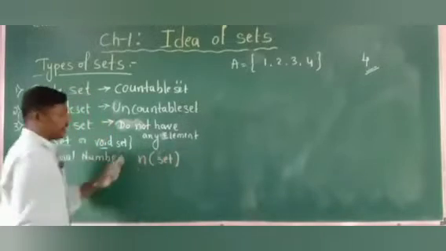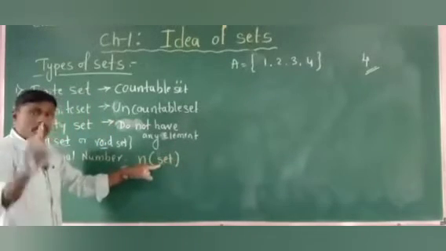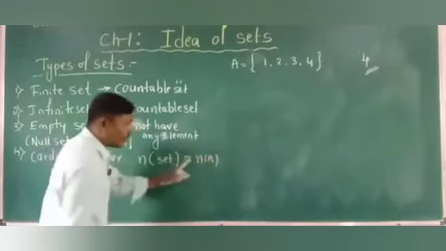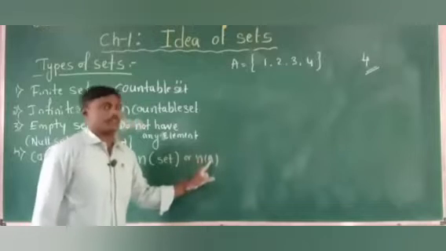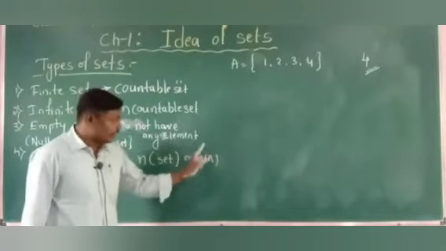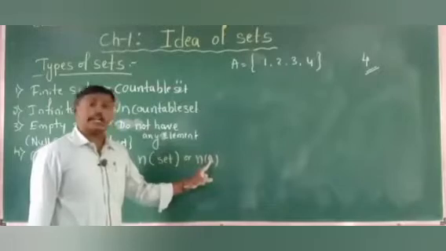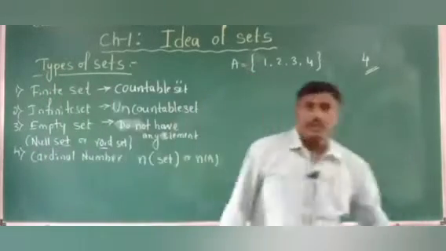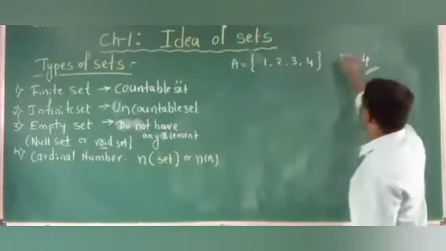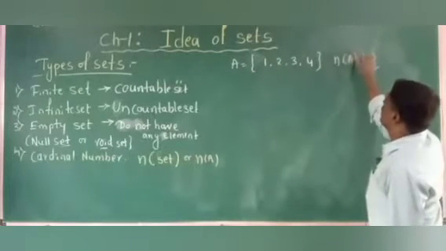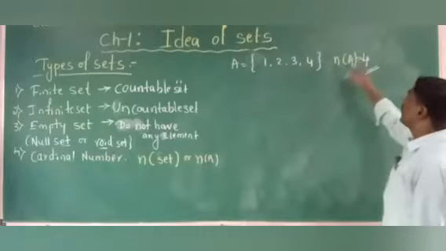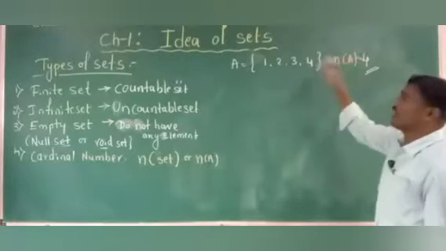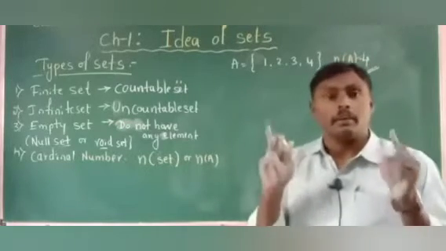N of set. It means in the place of set we write it as n of A. N of A means cardinal number of set A. It indicates the number of the elements which are existing in set A. For example, here set A has 4 elements and it is denoted by the symbol n of A is equal to 4. If I write n of A is equal to 4, this 4 indicates the set A has 4 elements inside the braces.